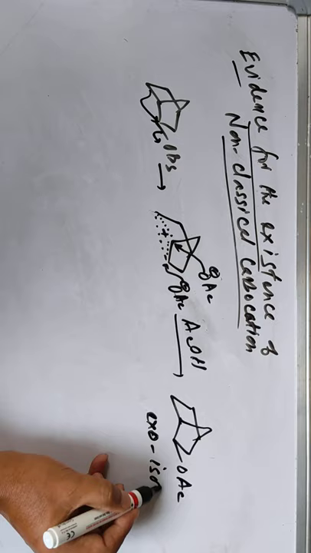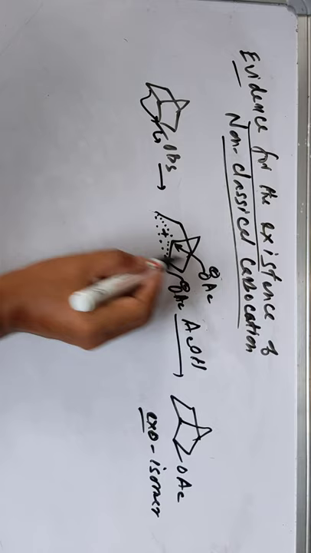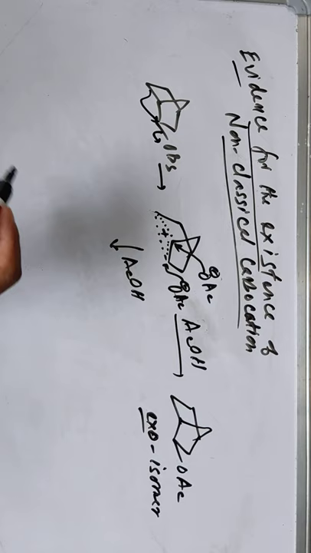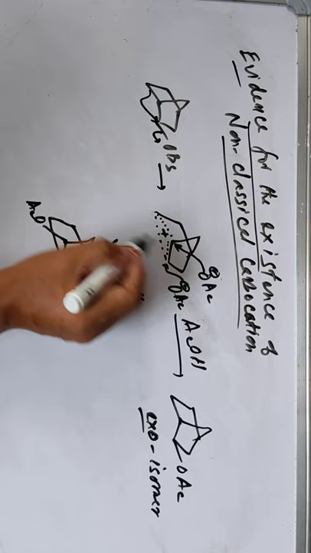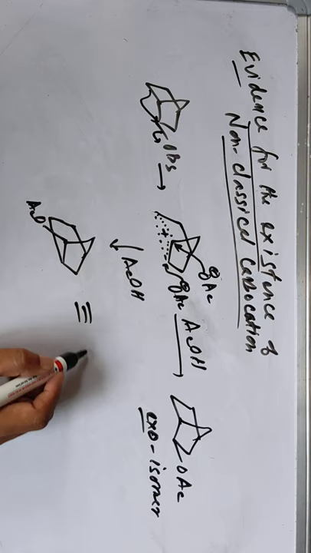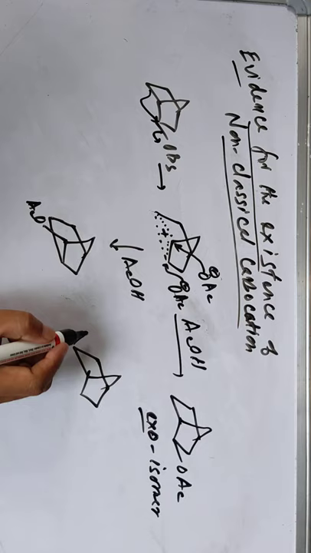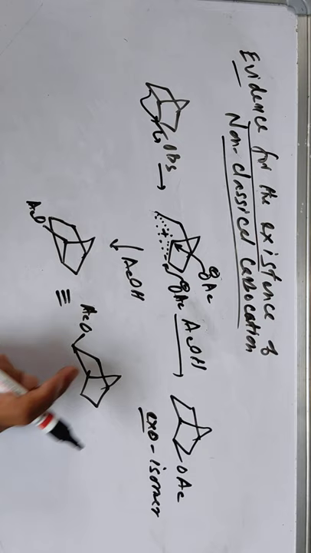Exo norbornyl acetate. Okay, if attacked here, this one can give another one. Attack from here, then you can get another. So we can have acetate here, AcO, okay, so the attack from here. So this will be similar to here, you can write this way. Okay, so equilibrium, so this is similar this way. So they want that this also is the exo isomer.